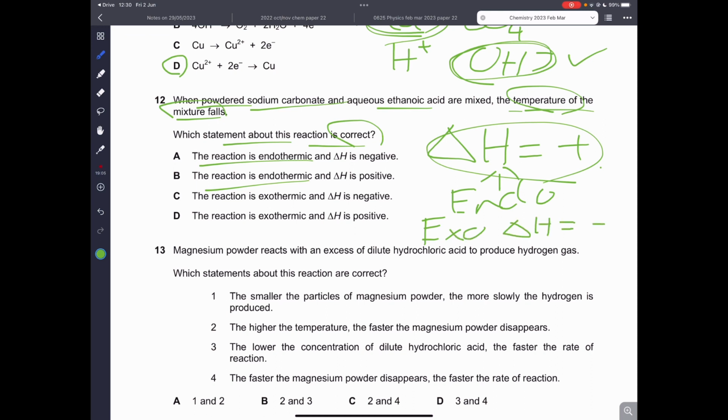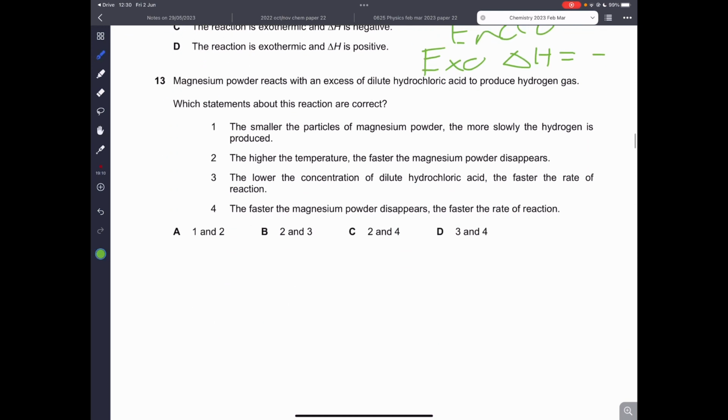And so the delta H has to be positive. So B is the correct answer. Question 13. Magnesium powder reacts with excess dilute hydrochloric acid to produce hydrogen gas. Which statements about this reaction are correct?